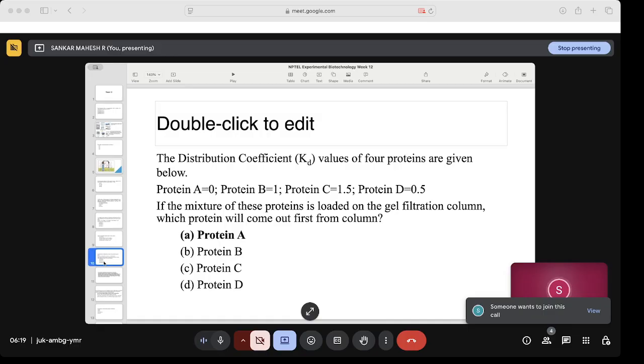What distribution coefficient is, in the context of gel filtration chromatography? So the distribution coefficient is how much solute is distributed between the mobile phase and stationary phase. Okay. So in gel filtration chromatography, what is your mobile phase? What is your stationary phase?